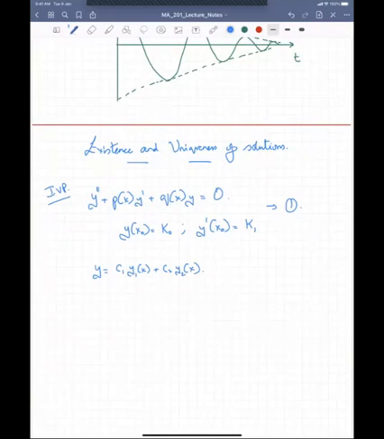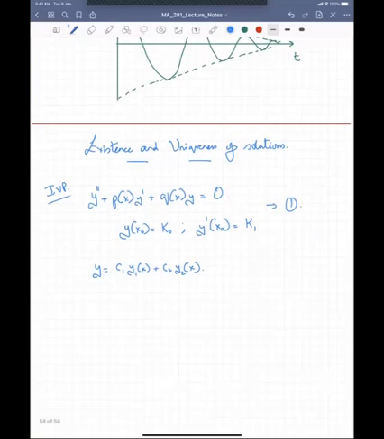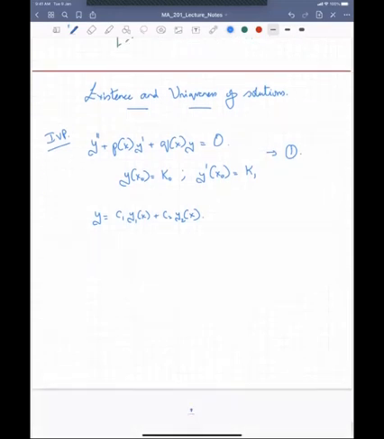But now the initial conditions y at x0 equals k0 and y prime at x0 equals k1 fix c1 and c2 and I get a unique solution. I get a specific particular solution for y. Okay. So the question really is, under what conditions does this solution exist and under what conditions is the solution to this initial value problem unique?